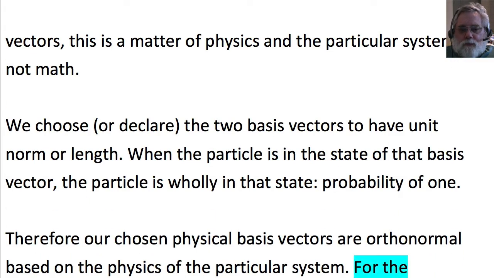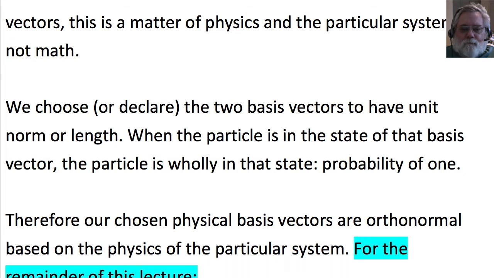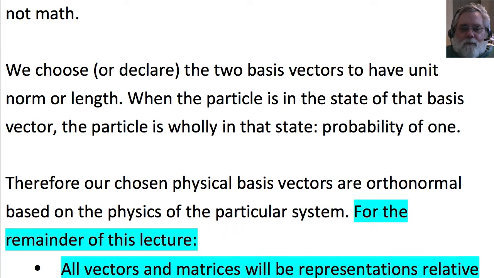We choose or declare the two basis vectors to have unit length, unit norm. When the particle is in the state of that basis vector, the particle is wholly in that state. Probability of 1. It is definitely in the state. Therefore, our chosen physical basis vectors are orthonormal, they're orthogonal, and they're normalized based on the physics of the particular system.